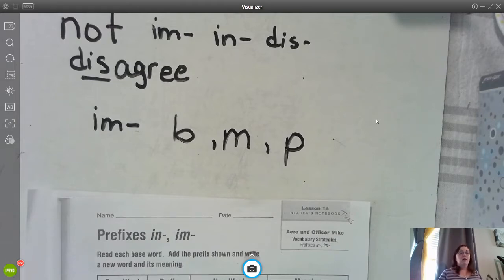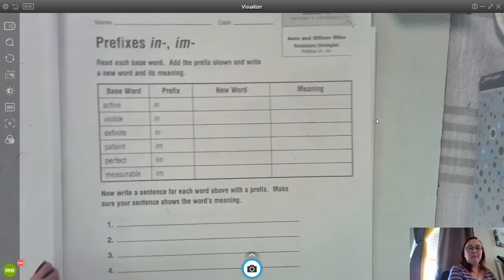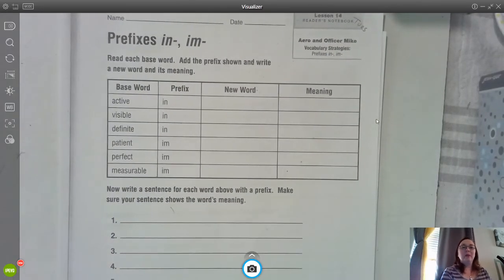It means the opposite. Who remembers what it means to mean opposite meaning? What was that word we learned? Not a synonym, but the antonym. Right. So you can use this to get the antonym of these words. Okay? Here's your worksheet for today. Prefix IN, IM. Read each base word. We're going to add the prefix, and then we need to write the new word and its meaning.